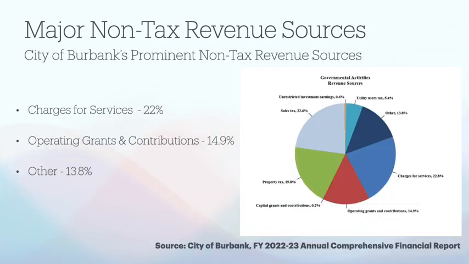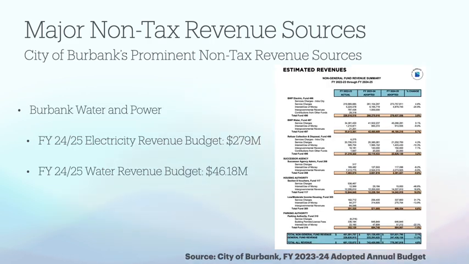Now, what about specifically for the City of Burbank? The City of Burbank's most prominent non-tax revenue source can be seen on this pie chart. So the largest components of the governmental activities revenue sources for the City of Burbank are, of course, their sales taxes and property taxes, but really close to that are their charges for services at 22%, their operating grants and contributions, and this sliver of pie for other revenues. For today's presentation, I'll focus on their charges for services.